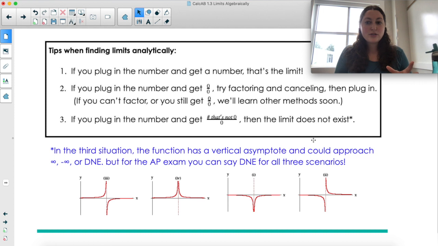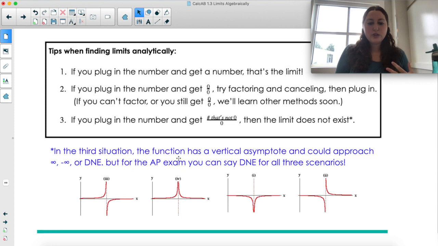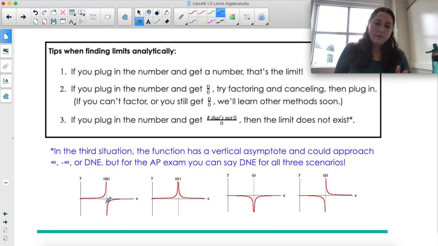Just for your own knowledge, there are 3 situations that could happen if you get a number over 0. It's always going to be a vertical asymptote, which means a line that the graph is approaching but not touching. It could be that you're going to positive infinity like this, or negative infinity like this. Or it could be that one side goes to infinity and the other to negative infinity, so there is no limit because they're different from the left and from the right. In all of these situations, you can just say DNE, does not exist. You don't need to specify whether it's infinity, negative infinity, or actually doesn't exist.